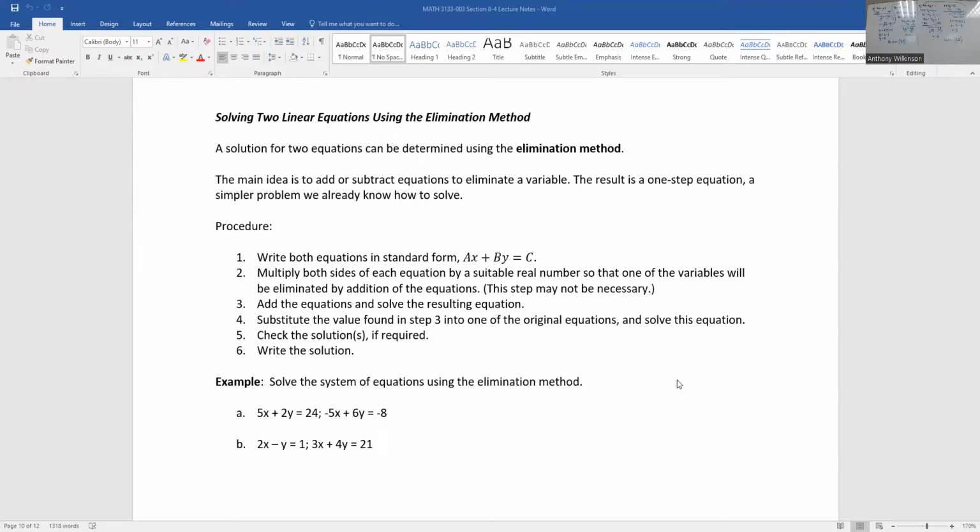Okay, so let's say in this example we have 5x plus 2y is equal to 24, and negative 5x plus 6y is equal to negative 8. Here I picked an easy one for you to start off with as an example. The other one we will pretty much have to do a little work on. All right, so let's start with part A.